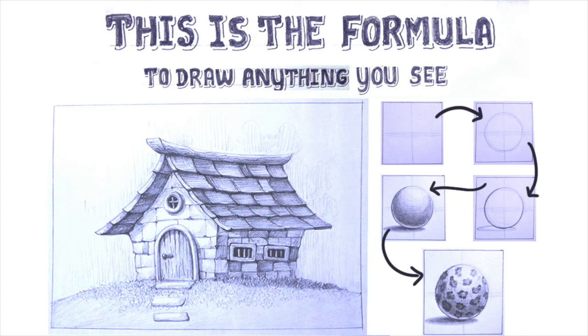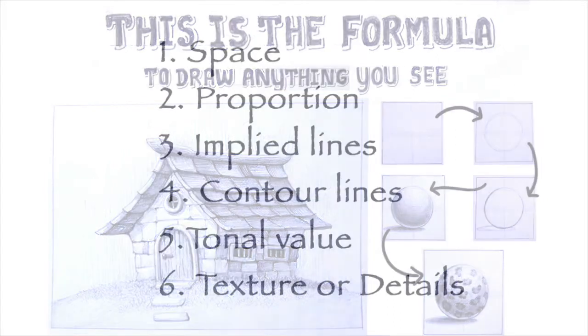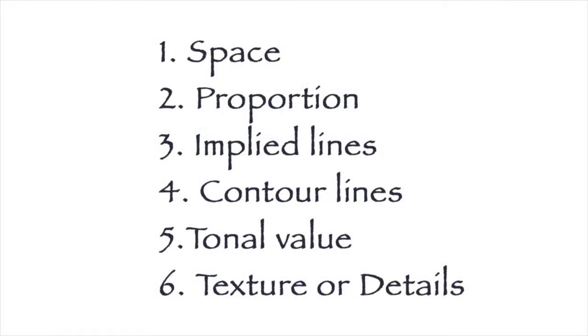Here I would like to share the formula which I found from my past 11 years of drawing experience. This formula will help you to draw anything that you see by your eyes. Before applying this formula, you should first be clear about 6 important steps. These are: 1. Space, 2. Proportion, 3. Implied lines, 4. Contour lines, 5. Tone value, 6. Texture or details.